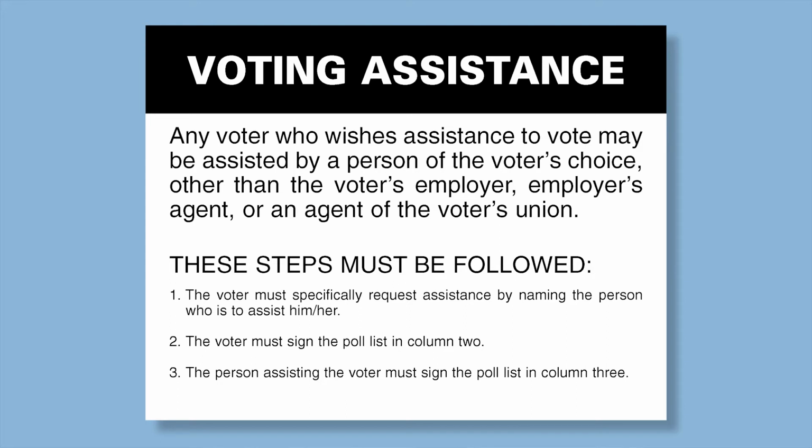Also, I wanted to discuss assistance in voting. If a voter would like to have assistance marking their ballot on the paper sign-in books, they would sign in column 2 stating that they desire assistance, and the assisting party signs in column 3 that they assisted the voter. Anyone may assist that voter except that person's employer, agent of the employer or agent of a labor union they belong to. They can proceed to the voting area.